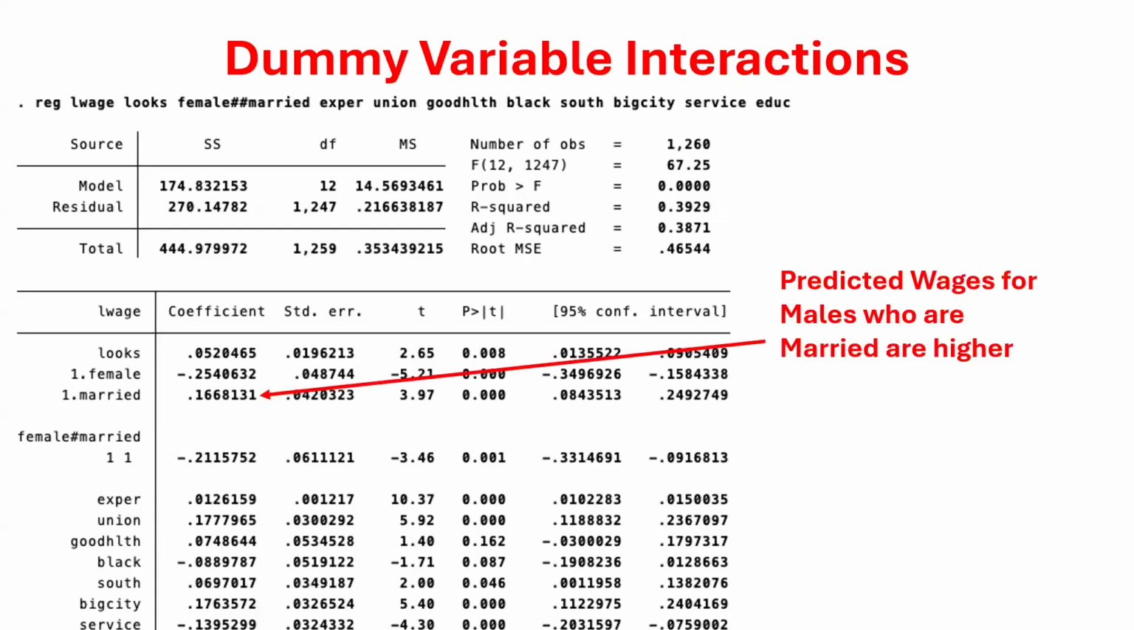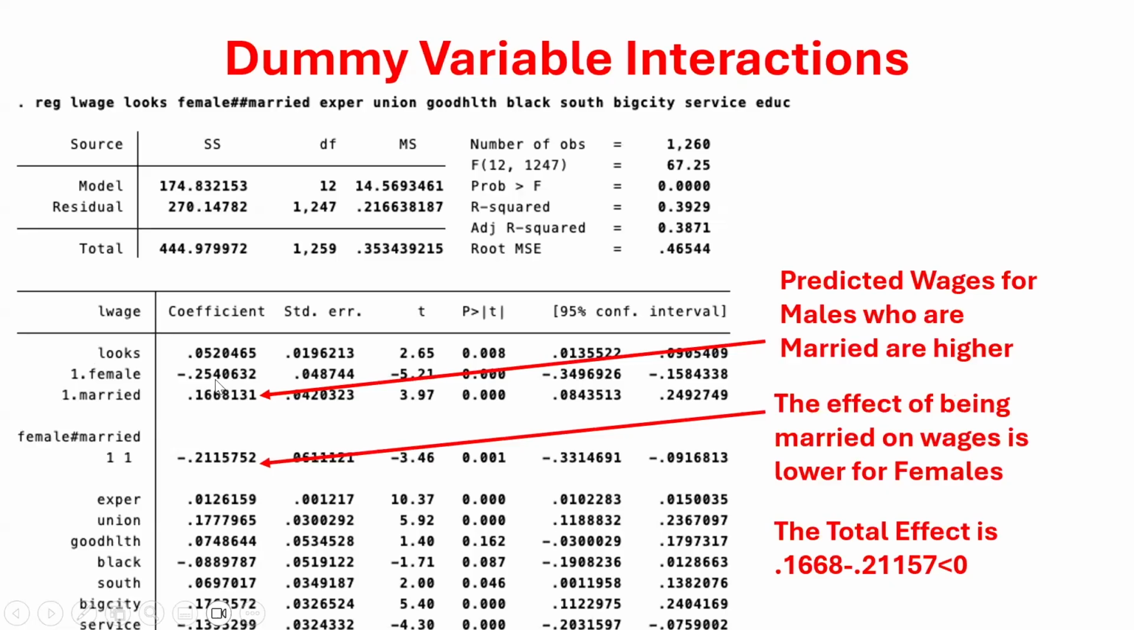So predicted wages, we said here for males that are married, because if they're male, these two would be equal to 1. The only thing added in is 0.16. And then we add the effect of being married and female. Well, the effect of being married for a female is actually lower. In fact, it flips signs, right? It went from 0.16 to, we said, negative 0.05 when we add those two coefficients together.